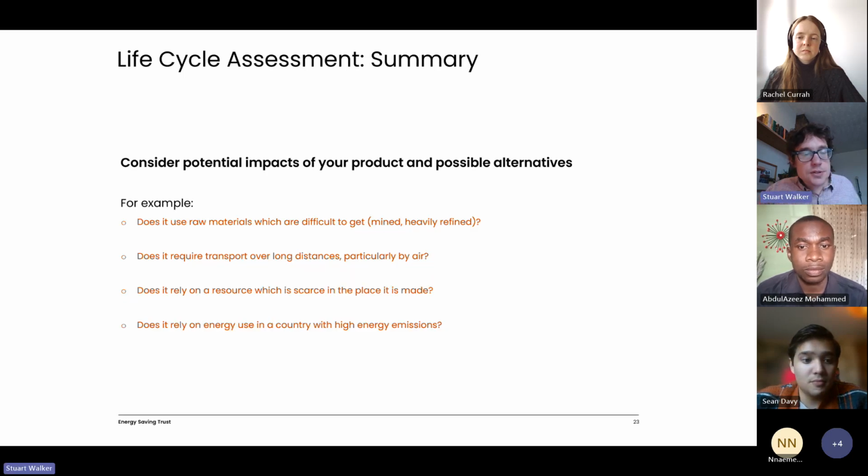Okay, so I'm just going to do a quick summary of how we can apply this life cycle thinking, and a few practical examples of things you might think about during your design work. Without necessarily having to do an LCA, we can think about these things and consider whether our product can have a high impact or a low impact.